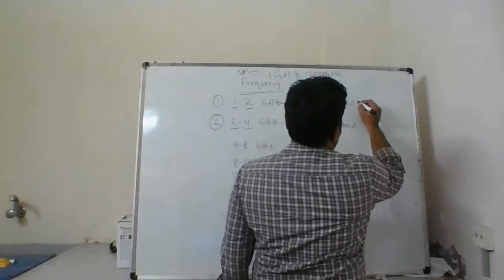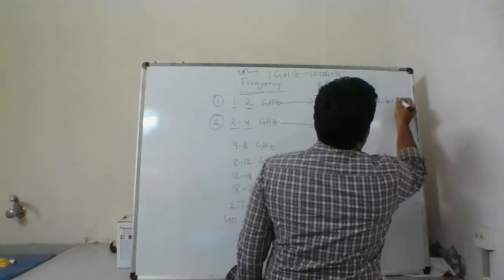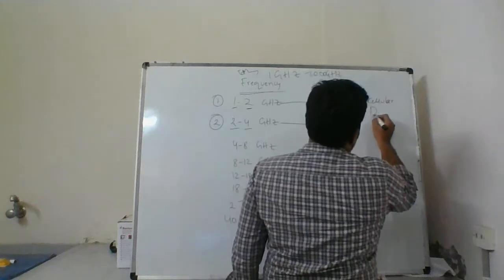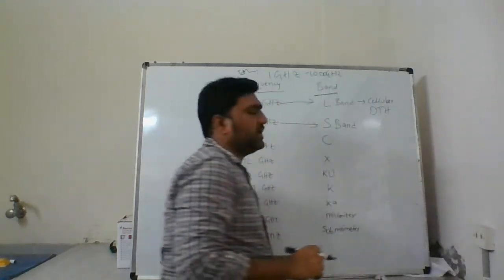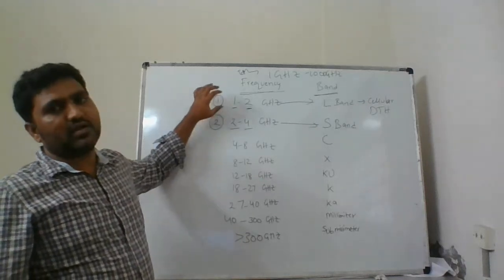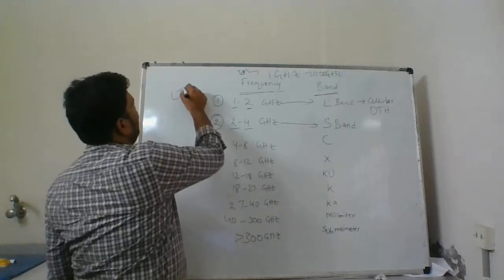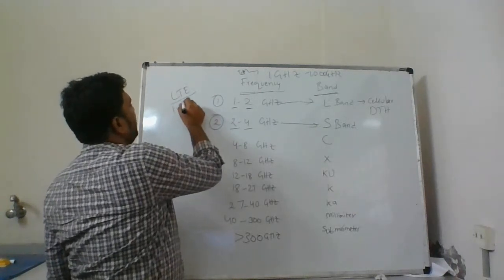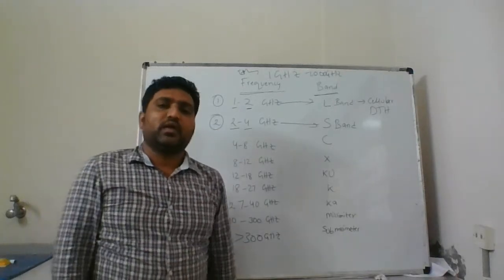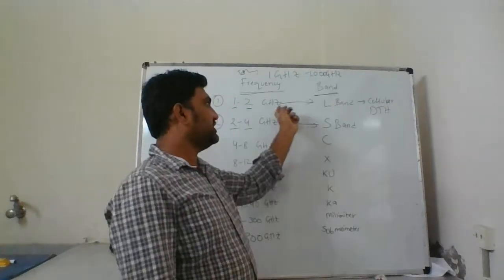If I take the 1 gigahertz to 2 gigahertz band, what are the applications? Where is this L band used? It is present in all our cellular communications and satellites, such as DTH, direct to home satellite television. We know that the recent LTE, the 4G communication band, works at 1800 megahertz, which is 1.8 gigahertz, and lies in the L band.